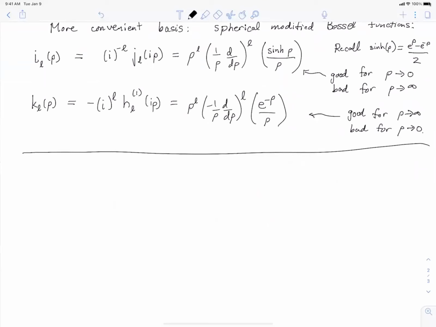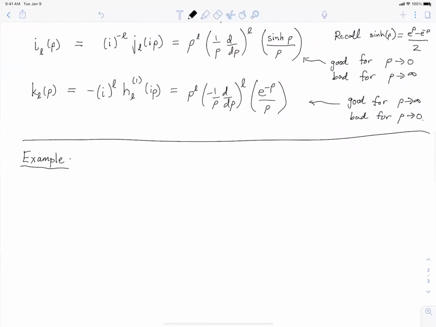So now let's just do an example. The one example we've already done was the example in an infinitely deep well, spherical well. And now we're going to do a finite well. So this is going to be a spherical well, and we're looking for bound states.